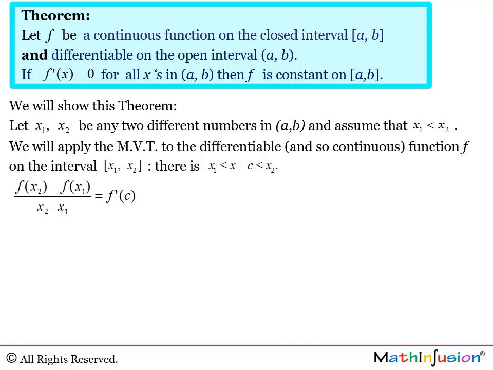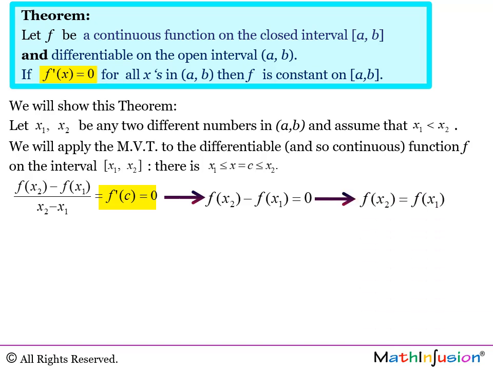Now we will take f of x sub 2 minus f of x sub 1 over x sub 2 minus x sub 1, and we're going to get f prime of c, which equals 0 by the theorem. But obviously, if this is 0, we get easily that f of x sub 2 minus f of x sub 1 is 0, which means that the value of the function at x sub 2 and x sub 1 is the same, or f of x sub 2 equals f of x sub 1.